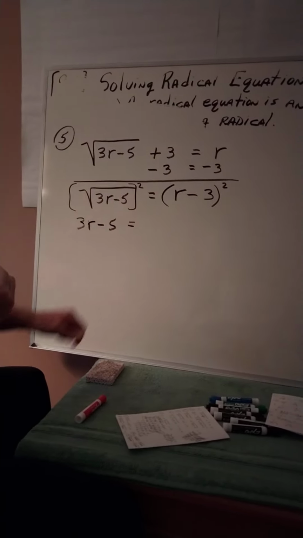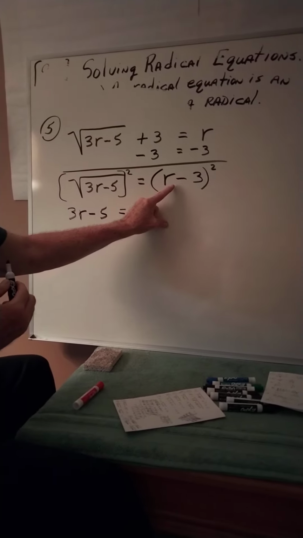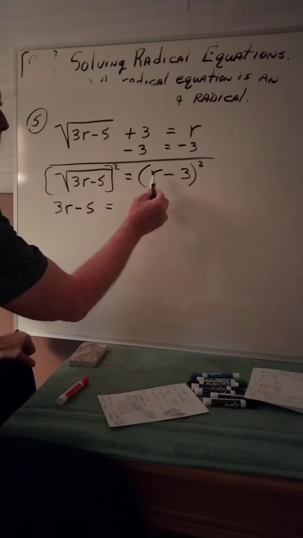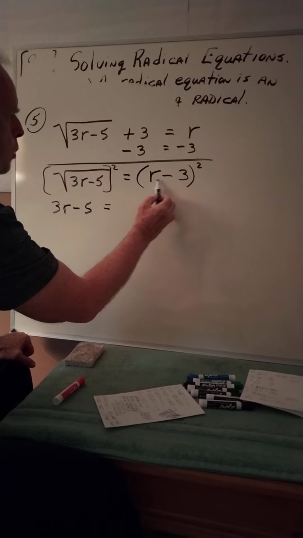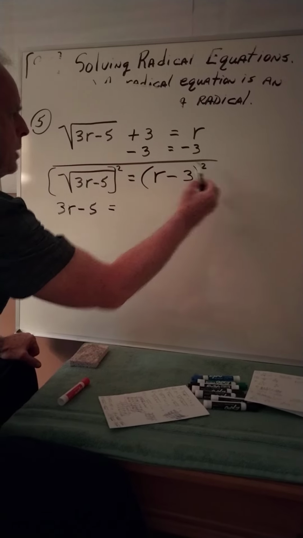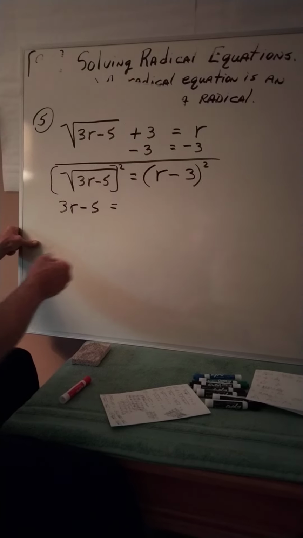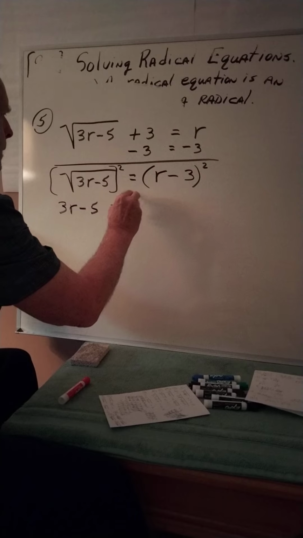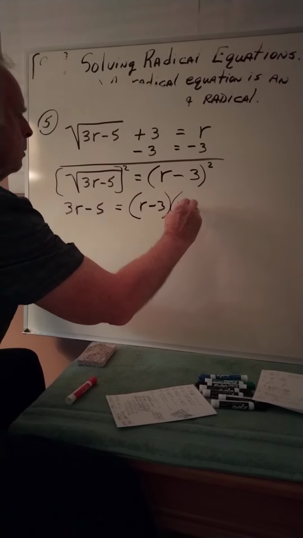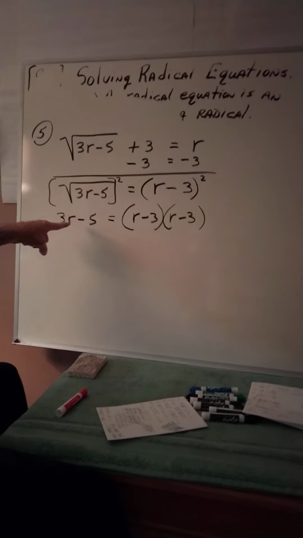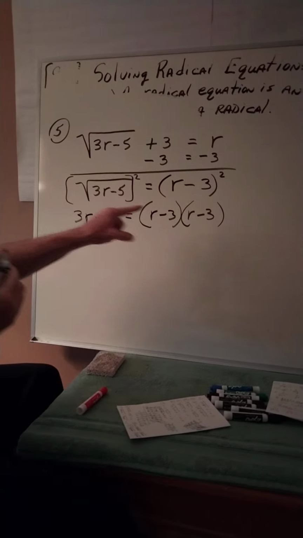On the right-hand side, I'm going to set this up as a FOIL arrangement. This base binomial is r minus 3. That's got to be taken to the second power. That means the binomial r minus 3 is going to be multiplied by another r minus 3, and I think that is a safe way to go. We don't want to lose this one. Bring the left down. Now we're going to FOIL.